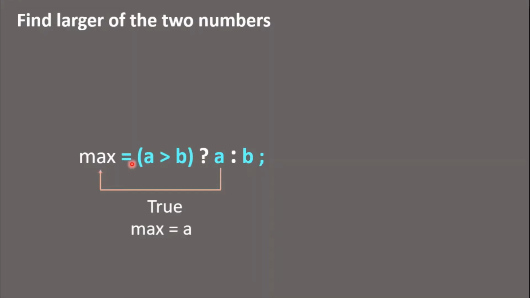Now what if this condition is false? If this condition is false, then the expression written after the colon is used. What is written after the colon? Variable B is written. So that B value is stored in max. So when this condition is false, the value in B is stored in variable max.